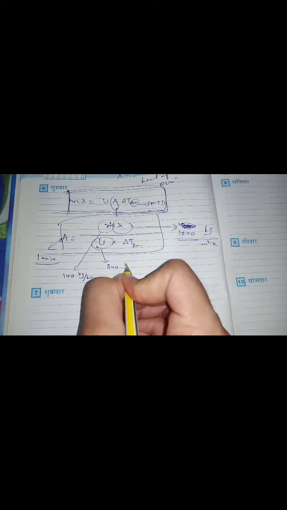This U, for any chilling operation, for any cooling operation, take this value as 300 kilojoule per meter square Kelvin.